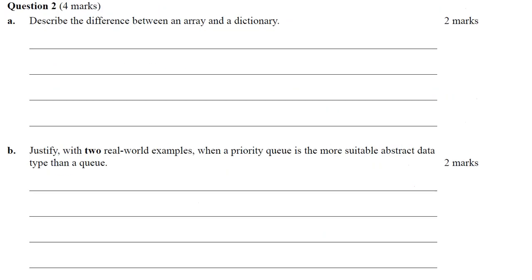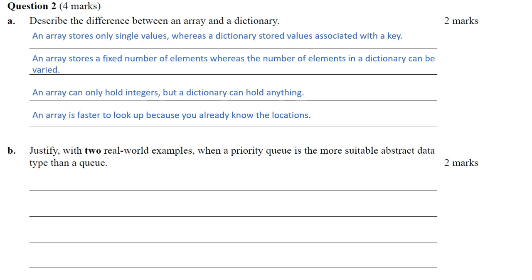Carrying on, pause, have a crack. This is question 2, so should be fairly gentle. We've got 4 examples of answers here. Let's decide what we think of each of them. Well, the first one, definitely correct: an array. For the second one, the array stores a fixed number of elements, whereas the elements in the dictionary can vary. That is also definitely true.